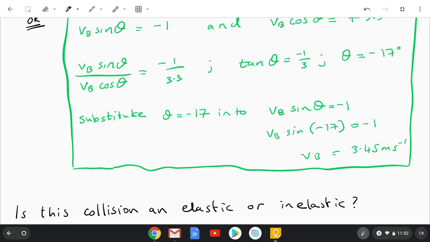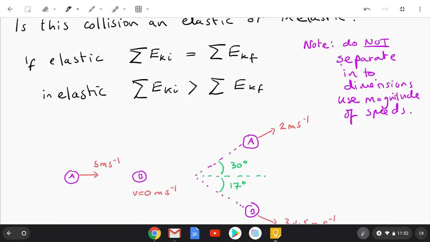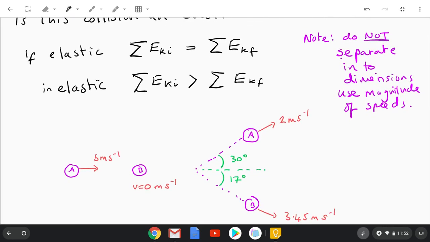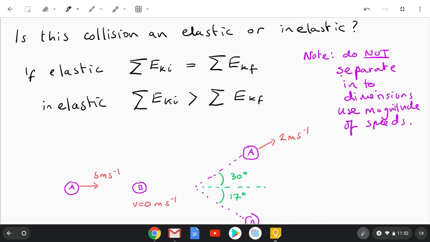So the following question is: is this collision elastic or inelastic? I've just drawn out the collisions again. And I've written the statement: if it's elastic, that means the kinetic energy is conserved, total kinetic energy before equals total kinetic energy after. Inelastic, the total kinetic energy before is greater than the total kinetic energy after.